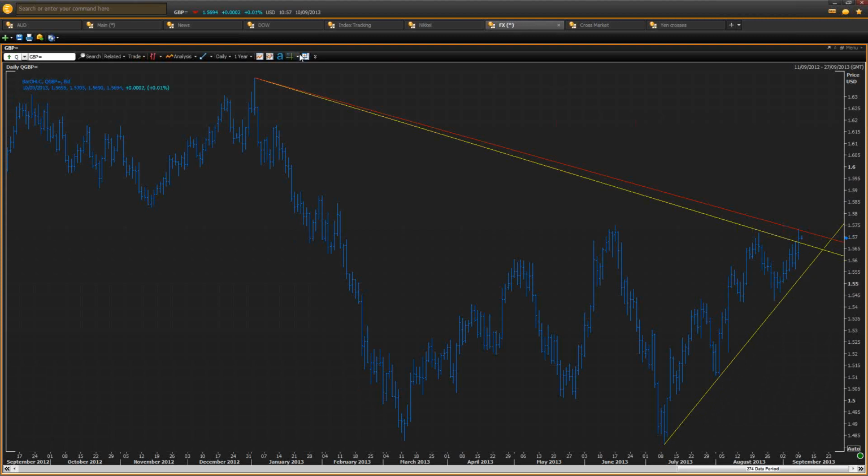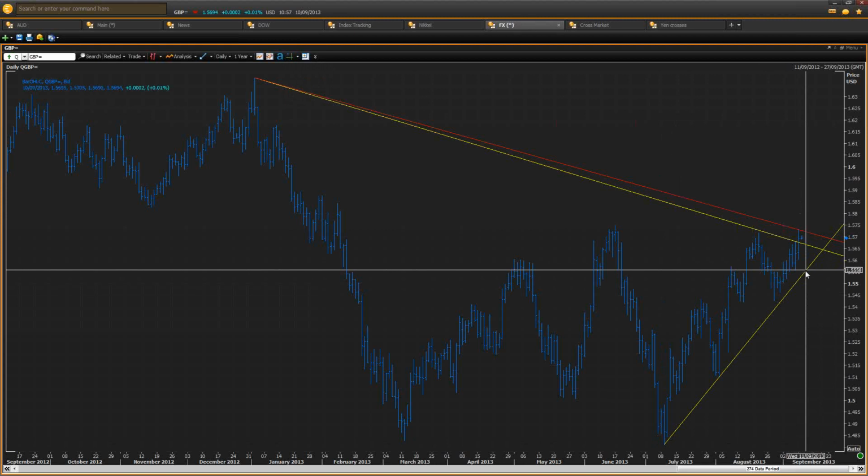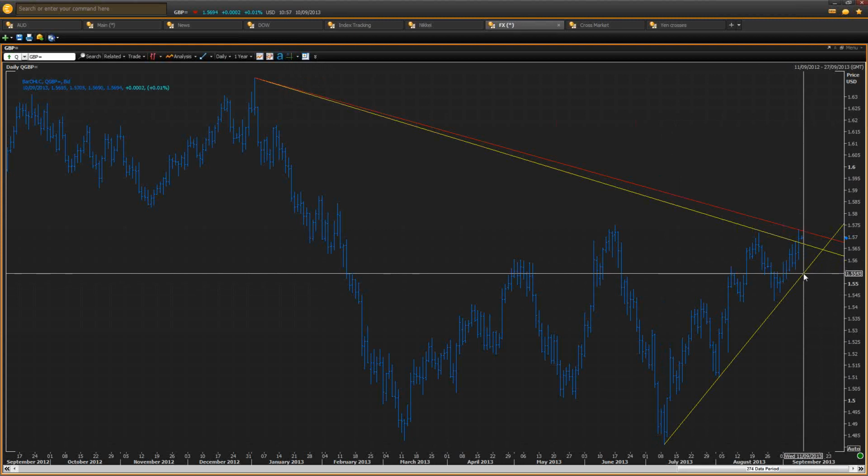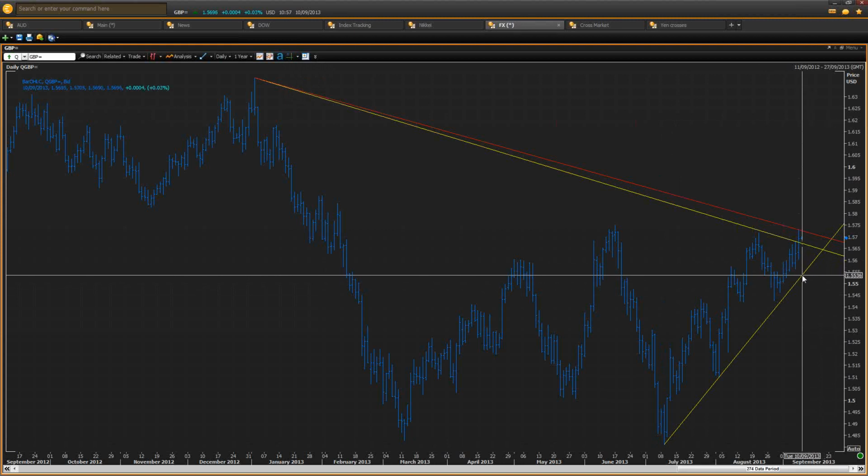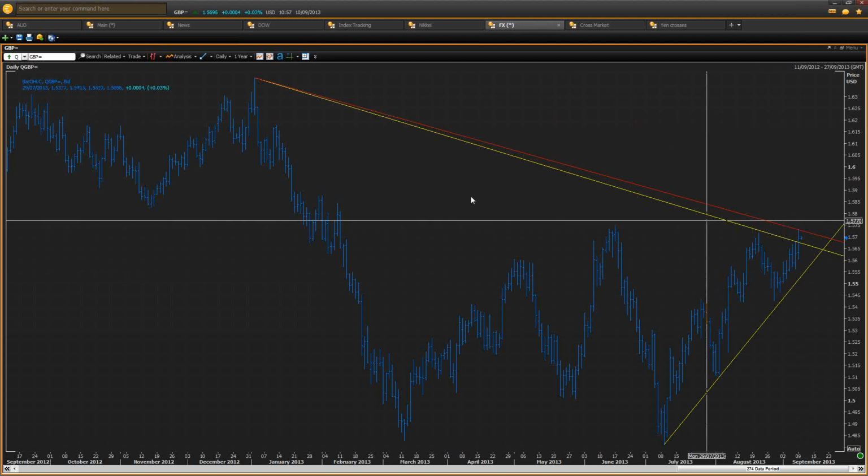So the trend line down here around 155.60, 155.55 actually, a little bit lower. 155.36 or 40. That's probably the key level.